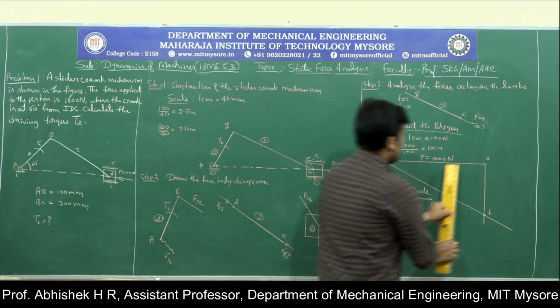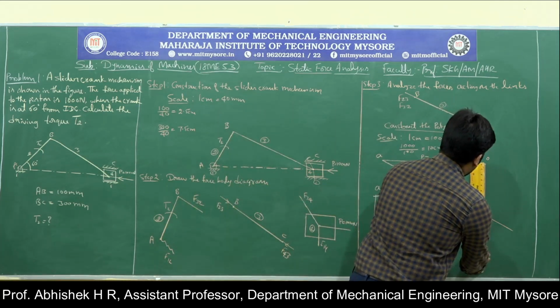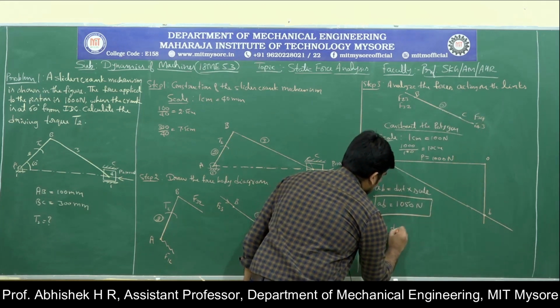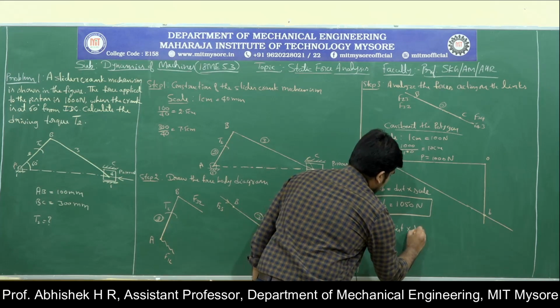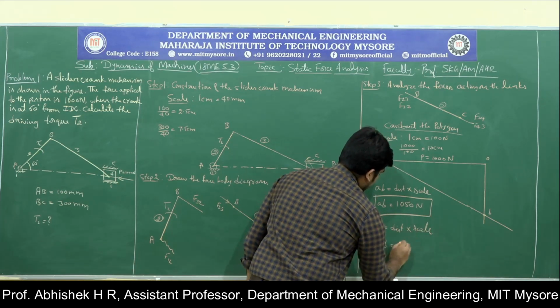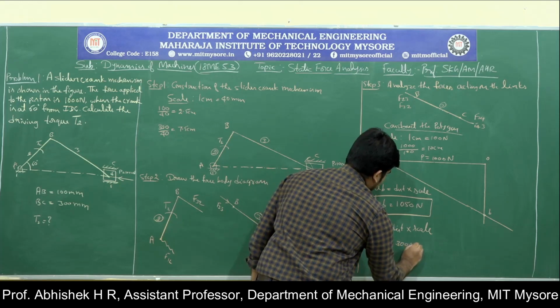Now in the same way, measure the distance of OB. So OB is equal to the distance value into scale. So OB is equal to 300 Newton.